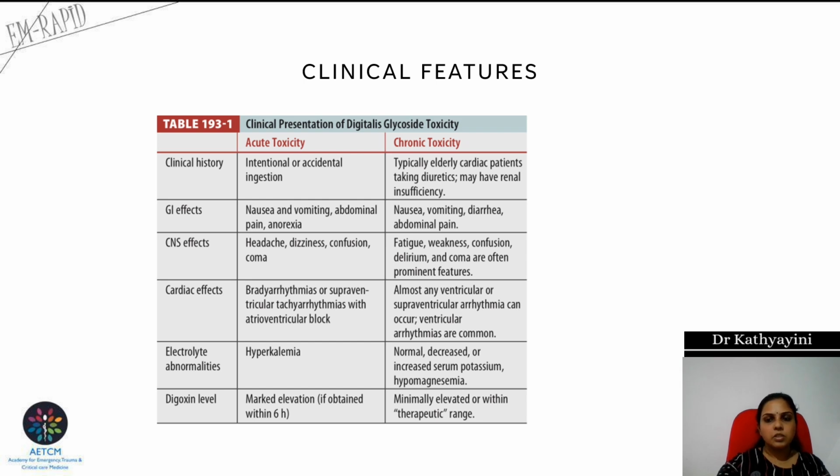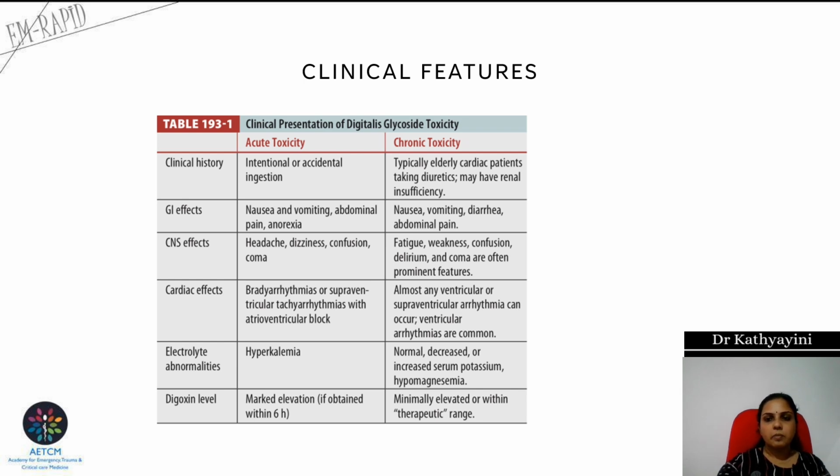The symptoms will be GI side effects like nausea, vomiting, abdominal pain and anorexia, seen in both acute and chronic toxicity. The CNS effects will be headache, dizziness, confusion and coma in acute toxicity, and in chronic toxicity there will be fatigue, confusion, delirium and coma. For cardiac effects, there will be bradyarrhythmias or supraventricular tachyarrhythmias with AV block in acute toxicity. In chronic toxicity, there can be any ventricular or supraventricular arrhythmia, and ventricular arrhythmias are more common.